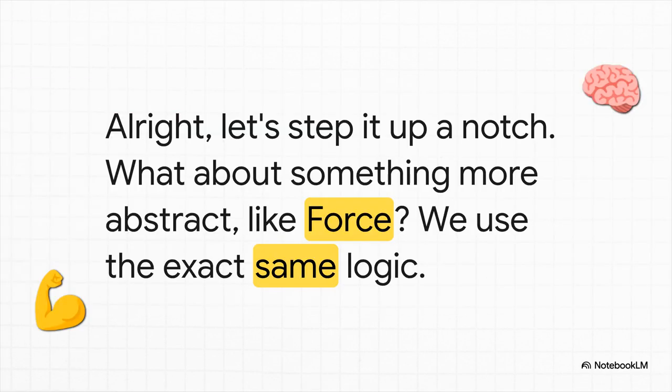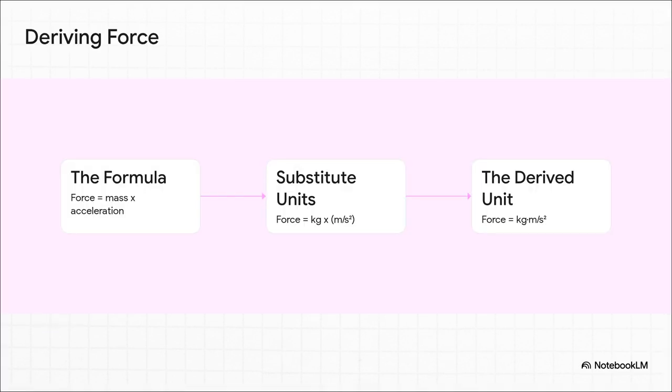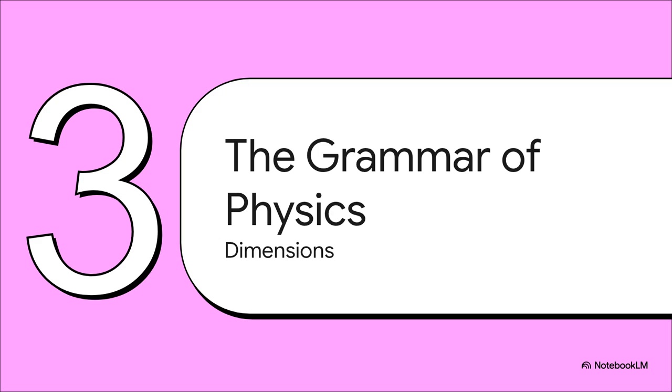All right, let's level up. How about a slightly trickier word, like force? We're going to use the exact same logic. Now this is where it gets really cool, because you can see how the language builds on itself. Force is mass times acceleration. Okay. The fundamental unit for mass is the kilogram. We know that. But what about acceleration? Well, acceleration is already a derived unit. It's the change in speed, meters per second, over time per second. So that's meters per second squared. We just plug that in, and boom. The derived unit for force is the kilogram meter per second squared. It's just so elegant.